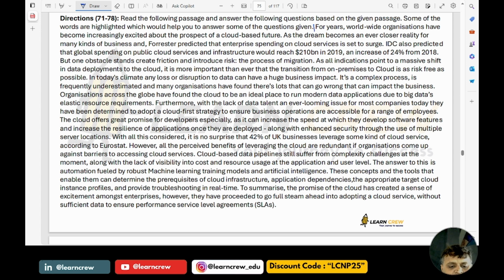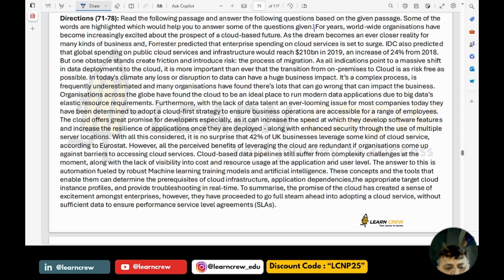IDC also predicted that global spending on public cloud services and infrastructure would reach $21 billion in 2019, an increase of 24% from 2018. But one obstacle stands: the process of migration can create friction and introduce risk. As all indications point to a massive shift in data deployments to the cloud, it is more important than ever that the transition from on-premises to cloud is as risk-free as possible.